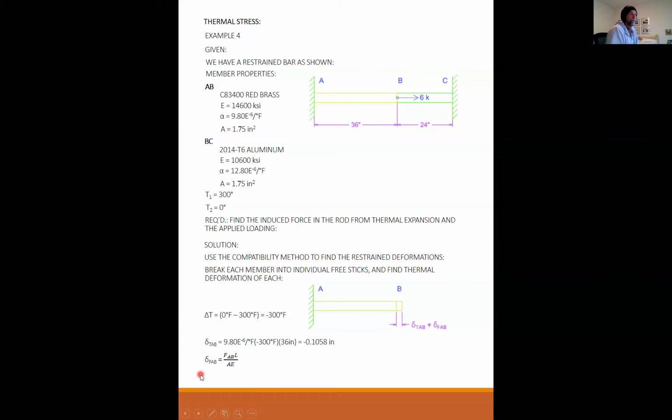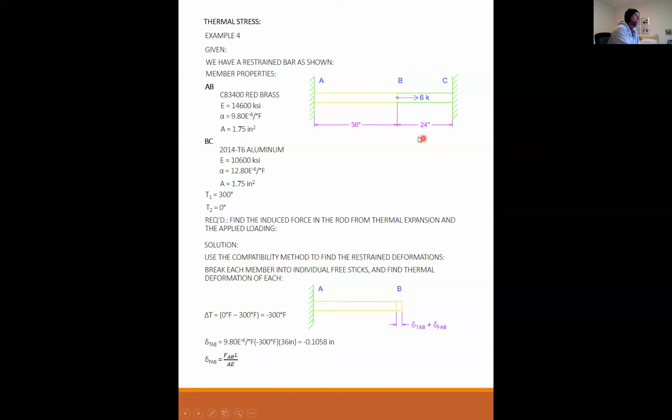The delta due to the force in AB is equal to, and the generic version of the equation is, PL over AE. P is FAB, the force in AB. So the force in AB is a portion of the 6 kips.